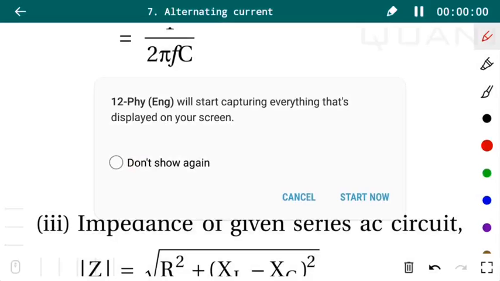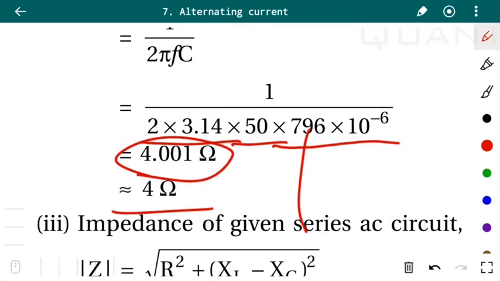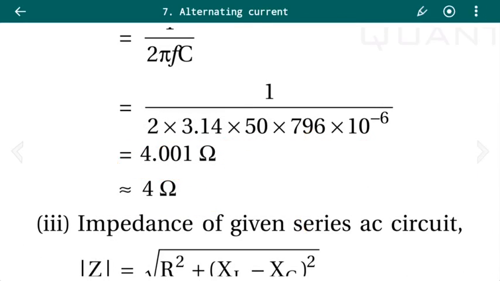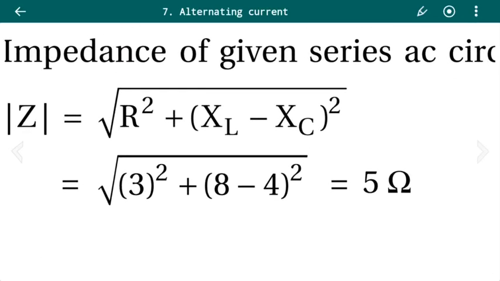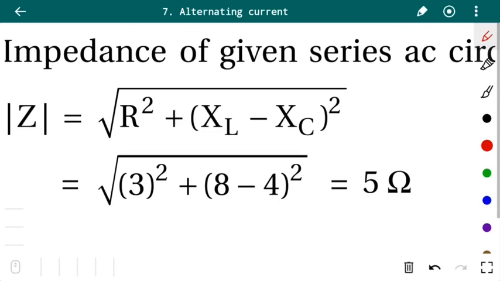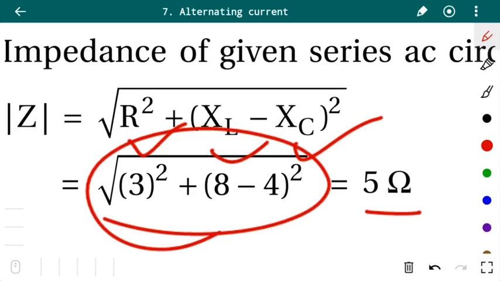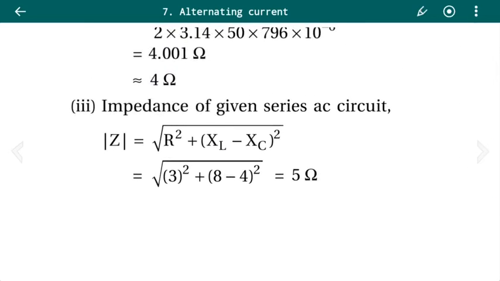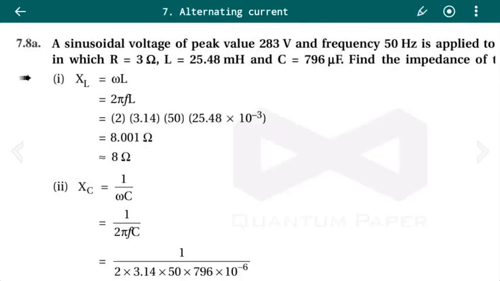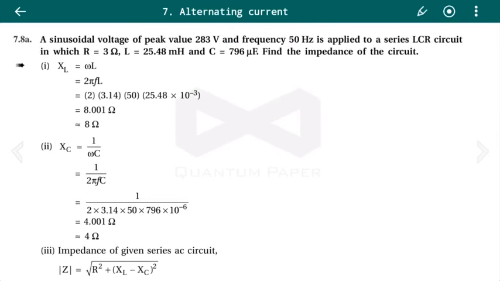Now we can use the impedance formula, that is Z equals under root R square plus XL minus XC whole square. When we put the values of R, XL and XC, we get the value as 5 ohm. So the impedance value for the LCR series circuit is 5 ohm. So students, you may note down this numerical.